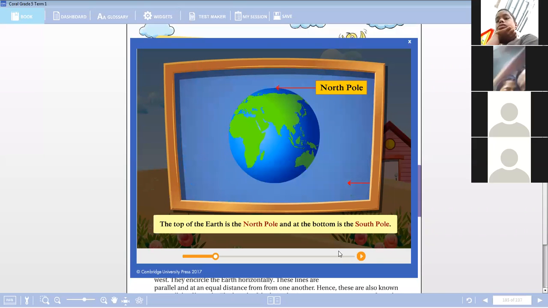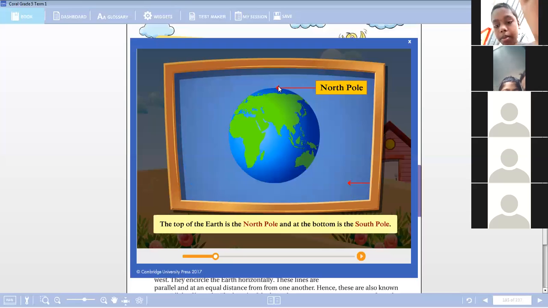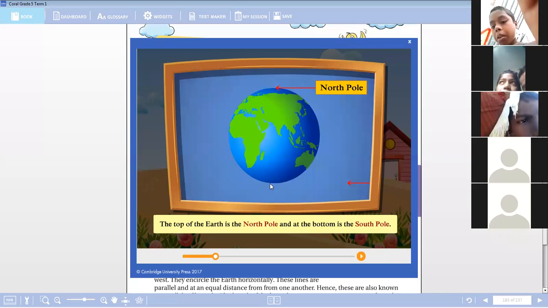In the previous class, we already came to know that the north side of the globe is called the North Pole, and the south point of the earth is called the South Pole.